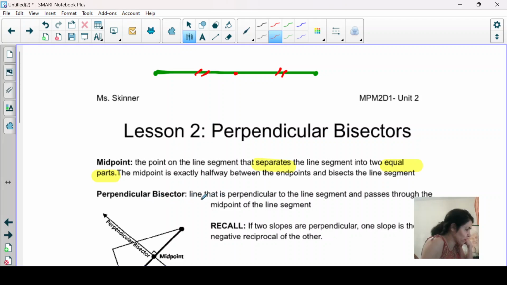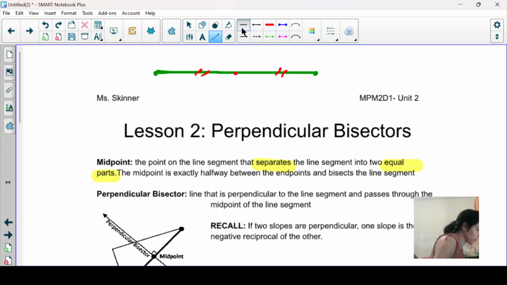Perpendicular bisector: a line that is perpendicular to the line segment and passes through the midpoint of the line segment. So a perpendicular bisector is a line that passes through this point and is perpendicular. It may be better that I show with a line.